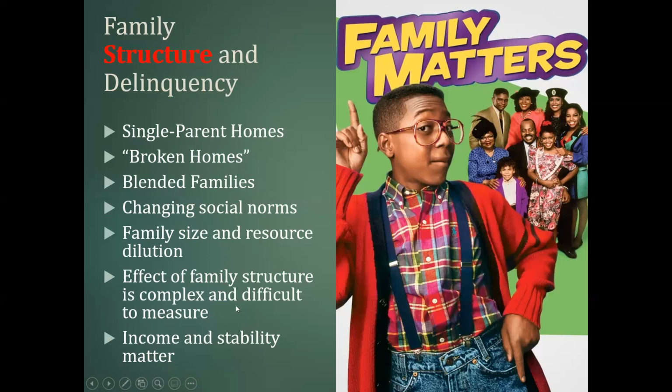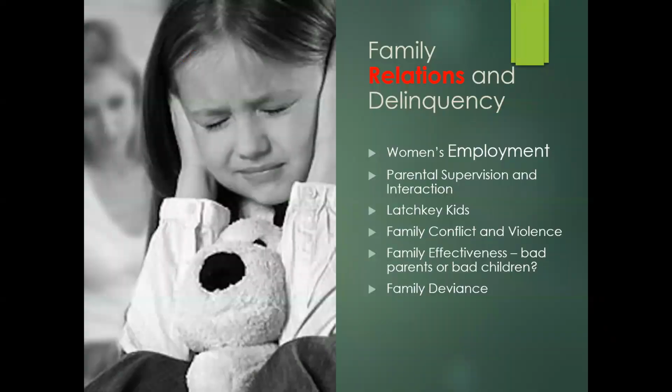This is super difficult to measure, the actual structure. What we know above all is that income matters and stability matters, that it doesn't matter who is home as long as they are stable and they have an appropriate income. That's what we see. So what about the actual relationships? This seems to be more influential, or at least easier to trace.